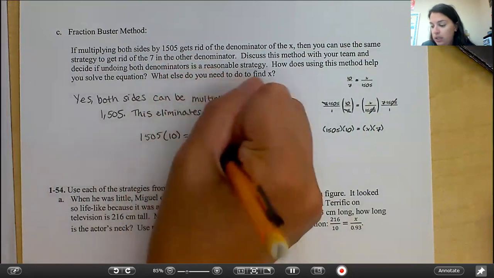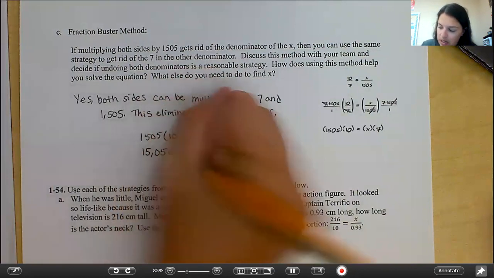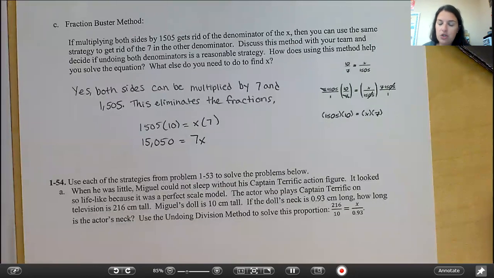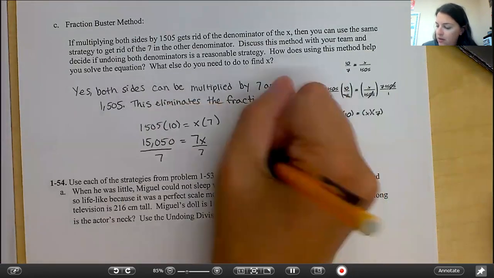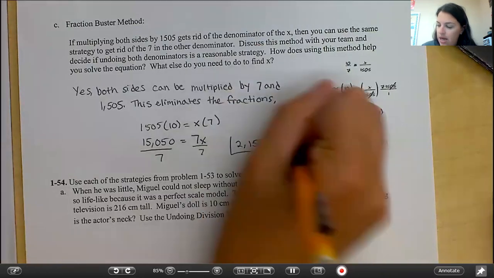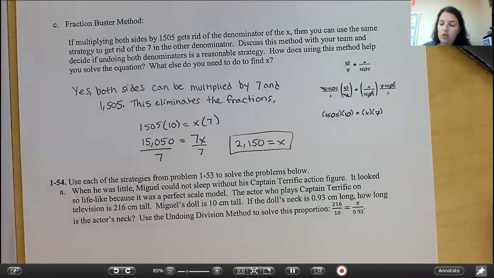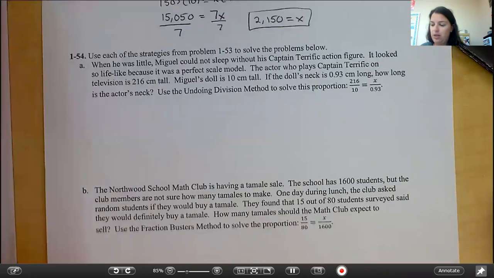And this is kind of like the last one. So we have 15,050 and 7x. Now it's just a simple one-step equation. We would solve by dividing by 7, and we get 2,150, which equals x. So those are 3 methods that you can use to solve these. And truthfully, it's whatever one that you feel most comfortable with.